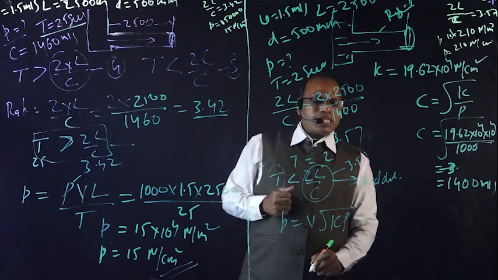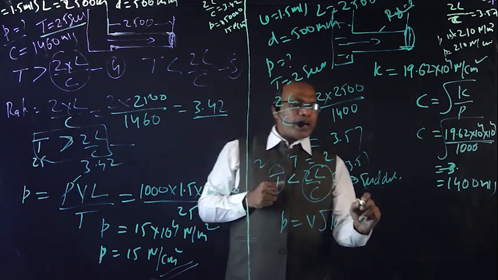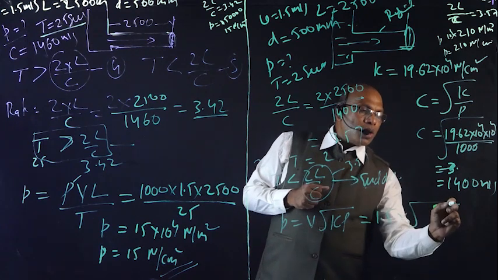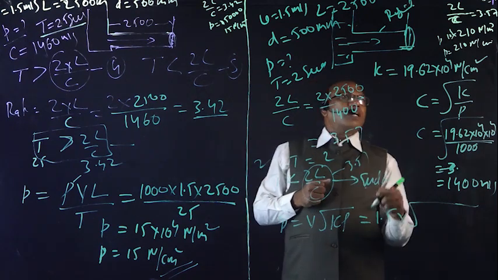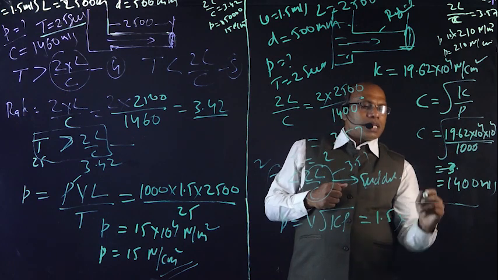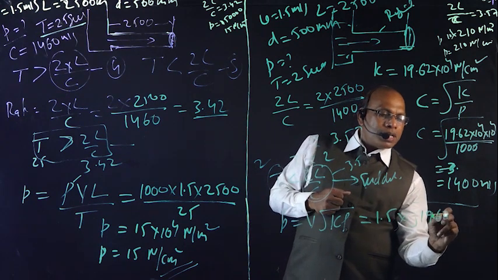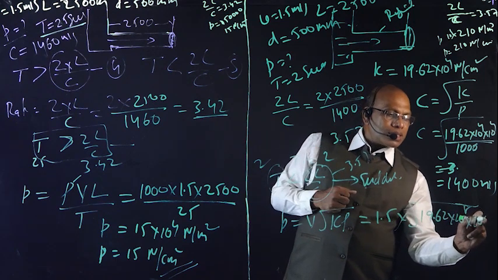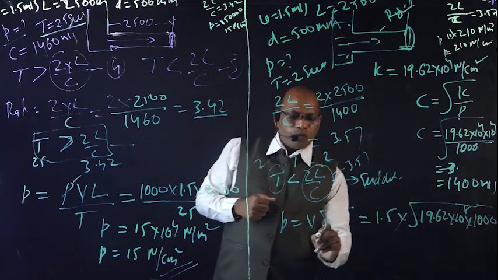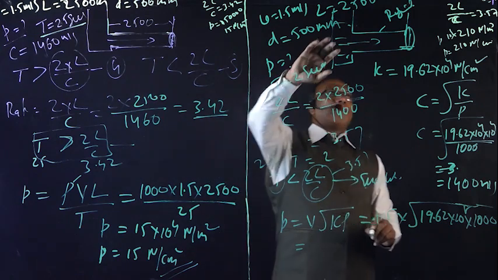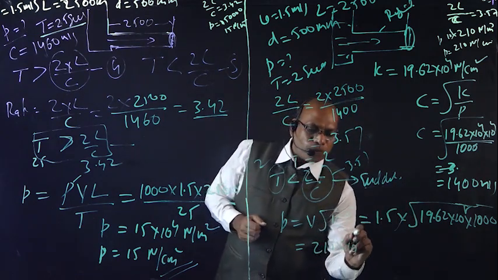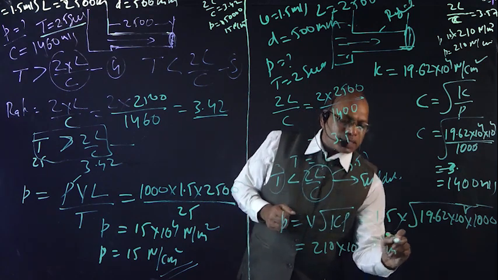Velocity is given in this problem. That is 1.5 meter per second into square root of K value. We know that is equal to bulk modulus, that is equal to 19.62 into 10 power 8, into density is 1000 kg per meter cube. Finally, the pressure increased in the pipe is equal to 210 into 10 power 4 newton per meter square.